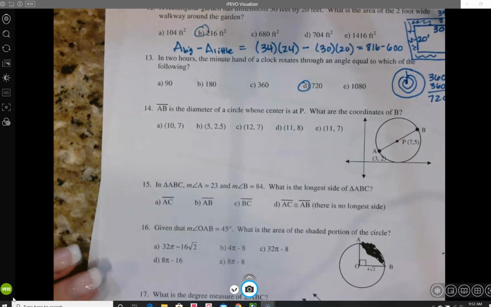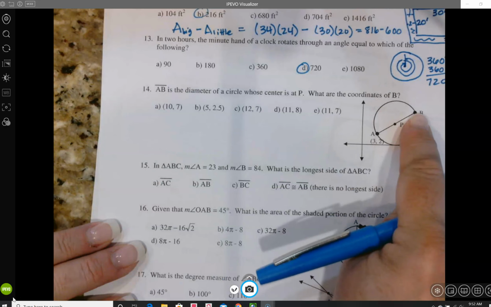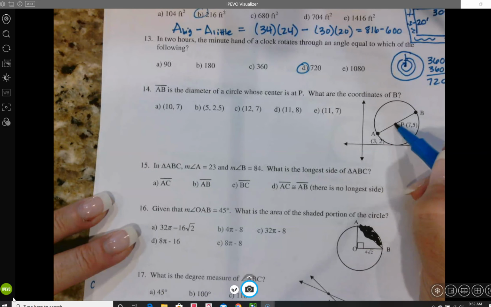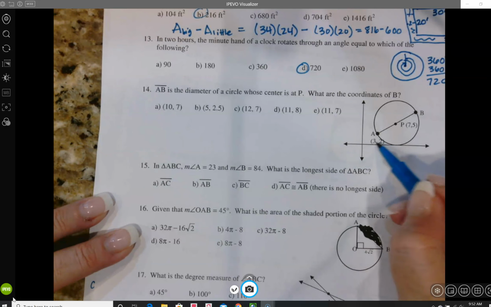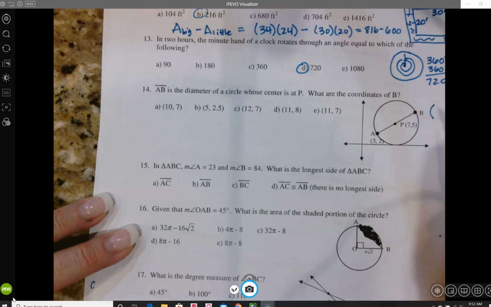Number 14, the diameter of a circle, there's the center at P. What are the coordinates of B? So this is actually something that we have studied. And if you think about it, the center is the midpoint of A and B. So if we know one end point and the midpoint, we can figure out what is the other end point.